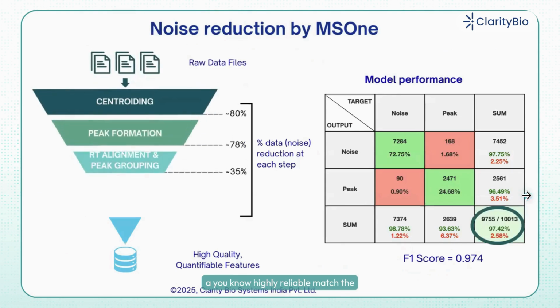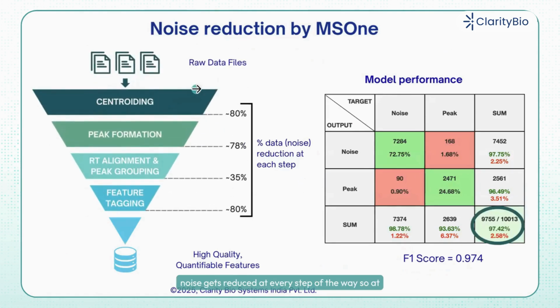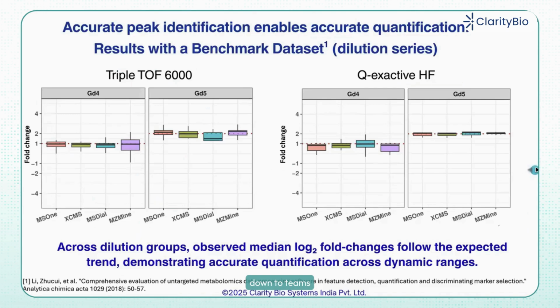The noise gets reduced at every step of the way. So at the end, you have a feature table which is fairly small in size compared to most other algorithms. But that's actually an advantage, because then you have to deal with less noise and less redundancy in your downstream workflow. How is the accuracy?